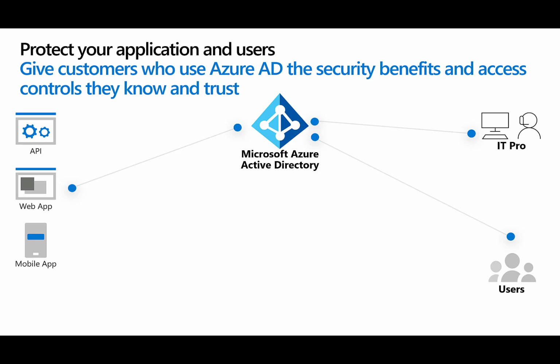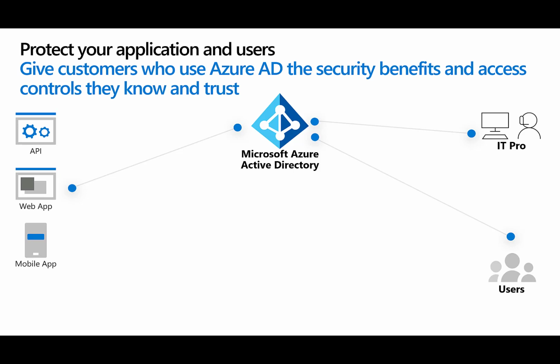When you integrate and build with our identity platform, you're able to protect your application and users more effectively by allowing your customers to leverage capabilities within their Azure Active Directory. So what do I mean by this? Well, when your customers sign in with their Azure AD account, they get the security benefits and access controls they know and are already using. They can extend their Azure AD security benefits to your application.